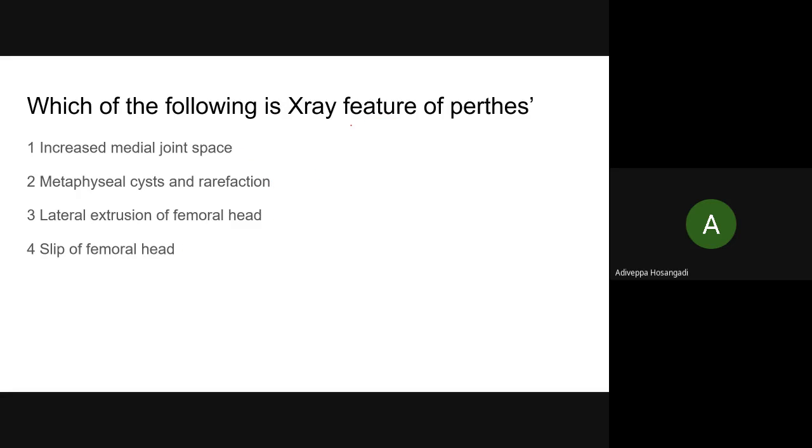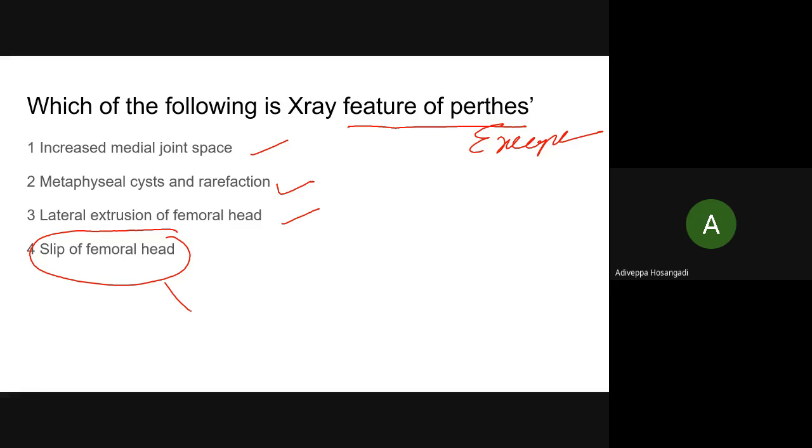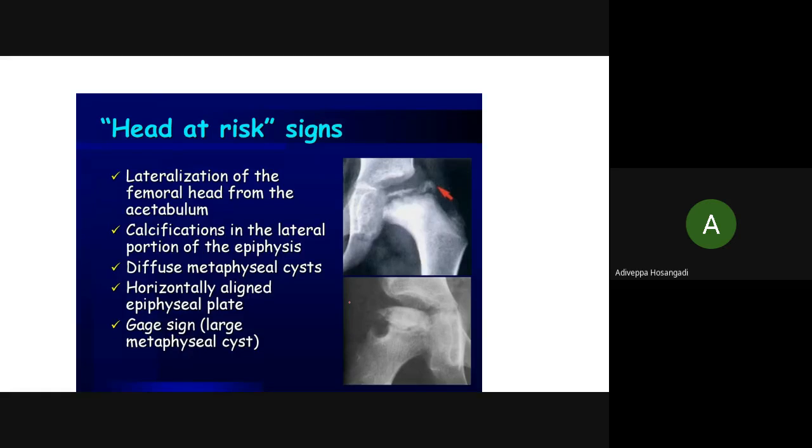So, which of the following is an X-ray or radiological feature? Yes, increased medial joint space, true. Here again, it is except. Metaphyseal cyst and rarefaction, yes, it is seen. Lateral extrusion of femoral head is seen. Slipping of femoral head is a totally different entity. As I said, it is seen in slipped capital femoral epiphysis. So before going to this, I'll explain what Perthes disease is.